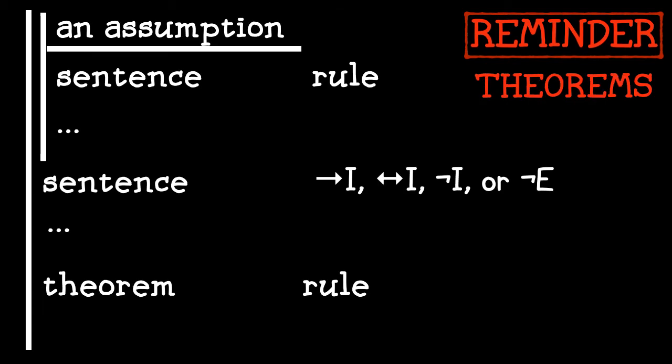We can also give proofs without any premises at all. And then the conclusion, the last sentence, is called a theorem. Proving a theorem always requires a subproof, because we need something to work with at the top of the proof.